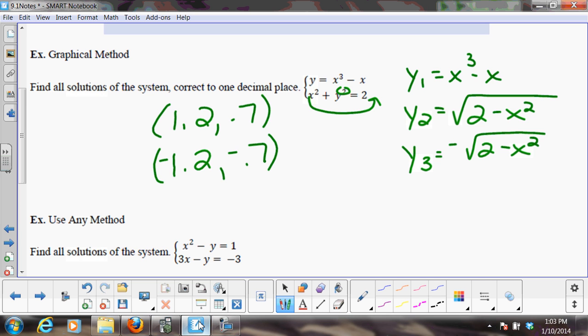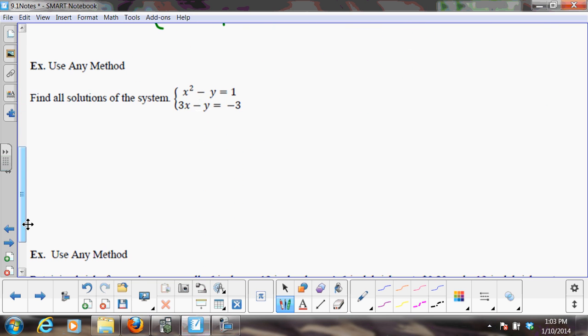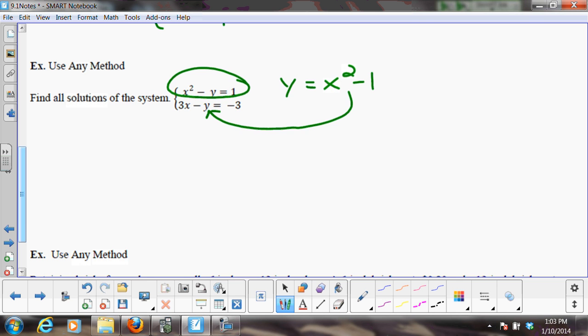All right. And depending on how they're set up is really going to say which method you would like to choose. I probably don't want to use elimination on this one because there's an x squared and a regular x. But I can use substitution. So if I take this, solve for y, I get y equals x squared minus 1. I can plug it in. Well, actually, if you use elimination, you get the same thing.